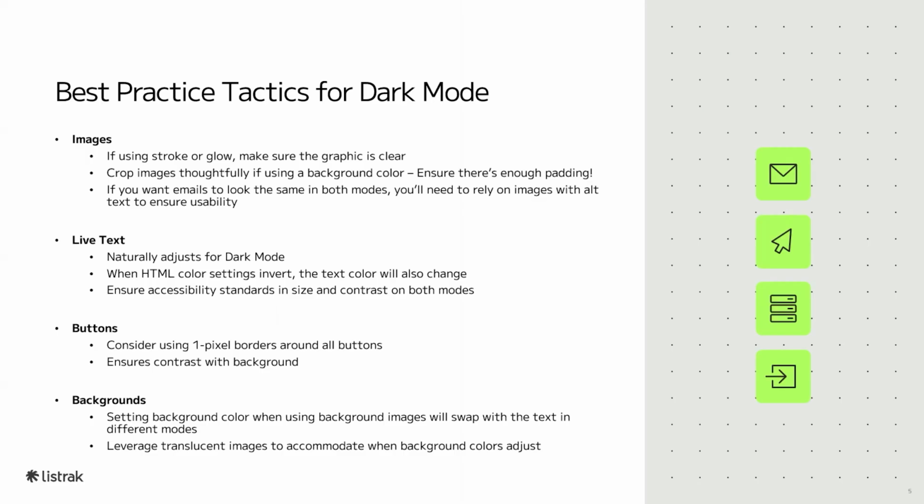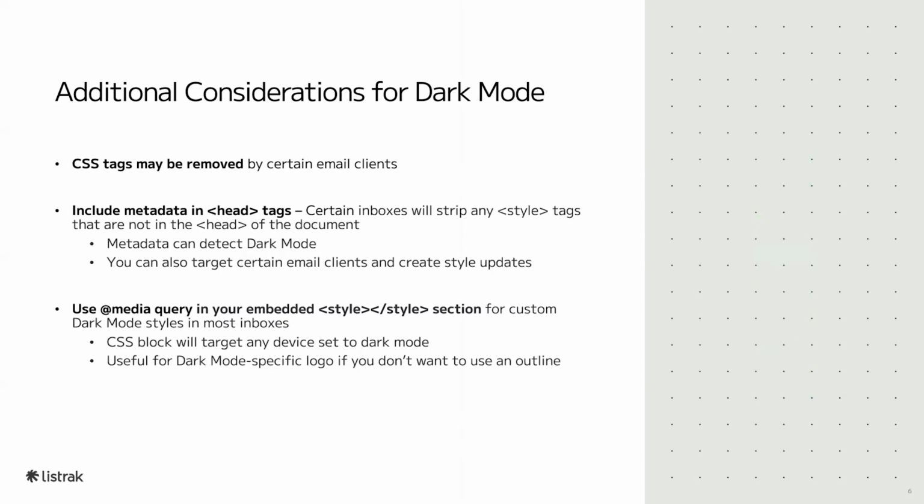And for backgrounds themselves, setting a background color when using background images will swap with the text in different modes. We'll leverage translucent images to accommodate when background colors adjust. Some additional considerations for dark mode may be that CSS tags may be removed by certain email clients. Including metadata in the head tags for certain inboxes, like Gmail, will strip any style tags that are not in the head of the document.